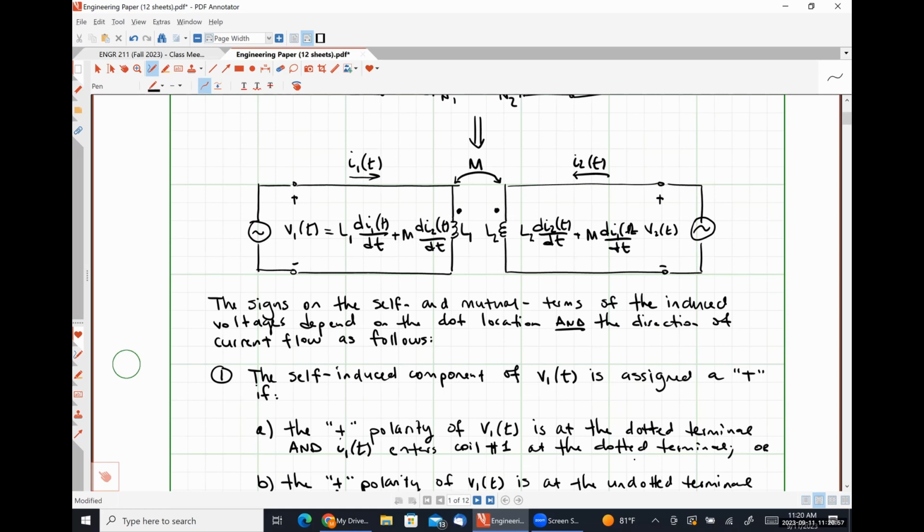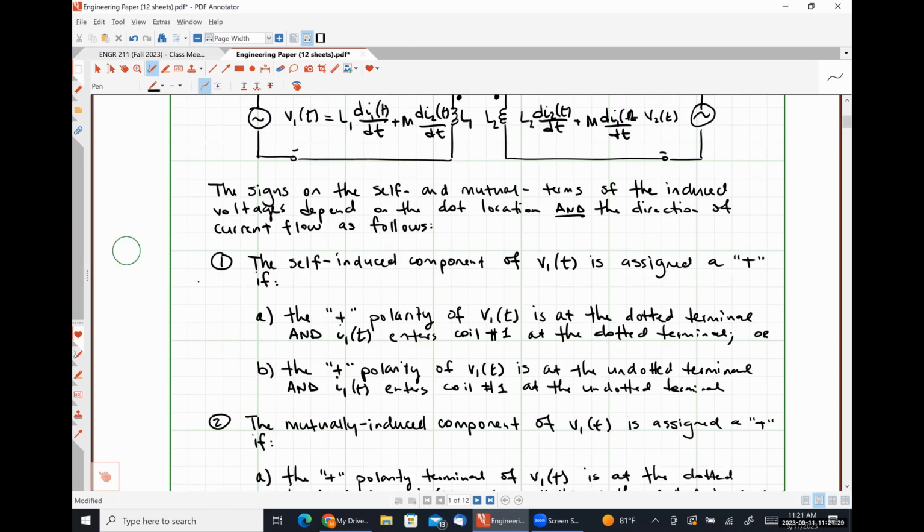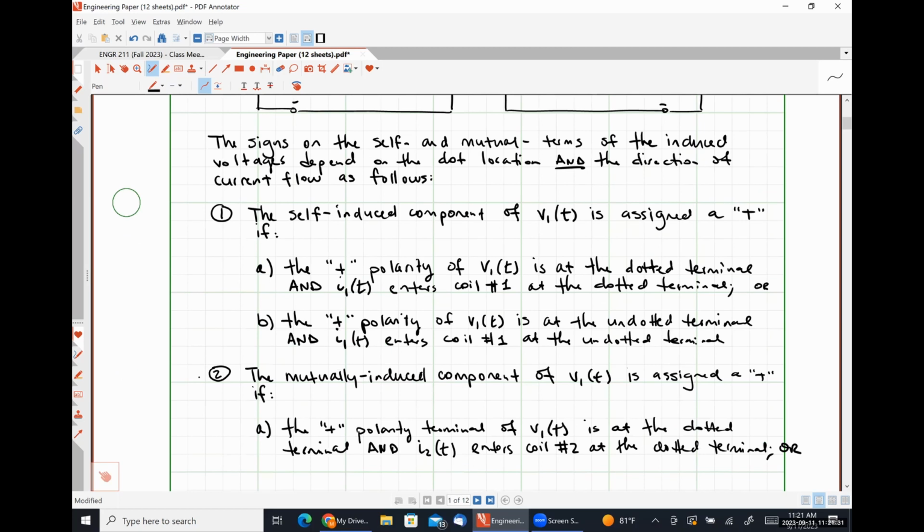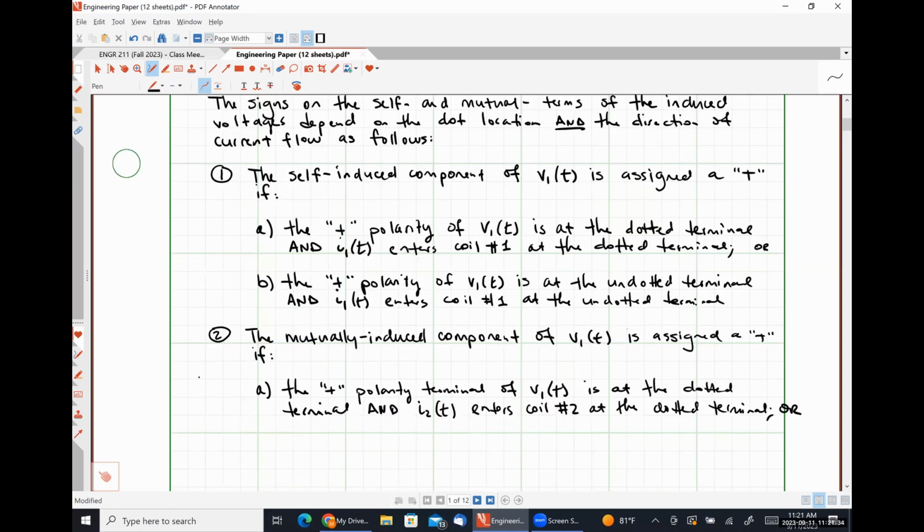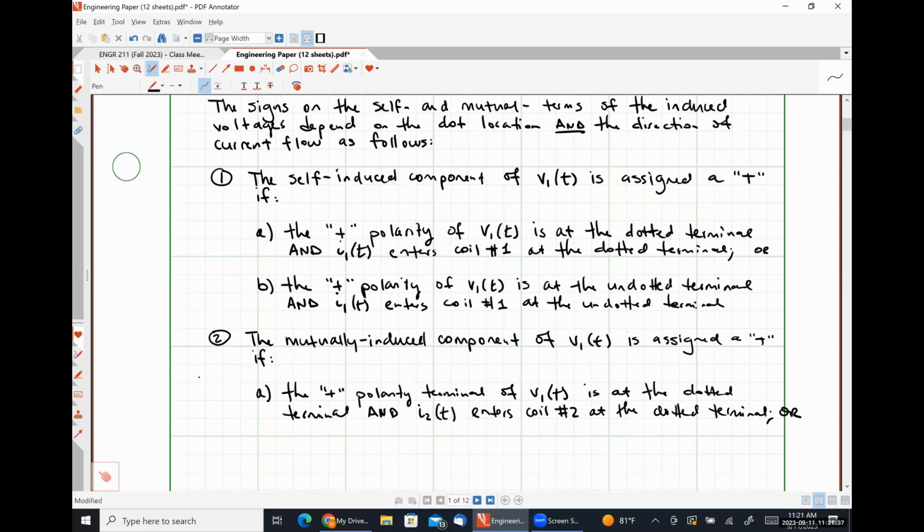If the positive polarity terminal of V1 is on the bottom, at the undotted terminal, then we get a negative sign. So both of those conditions need to be met. This is something that's maybe a little weird because we're looking for the first part of our condition based on what coil 1 is doing. And then the second part is based on what's going on in coil 2. But what do you guys think the other condition for giving the mutual term a positive sign is going to be? Effectively, this.